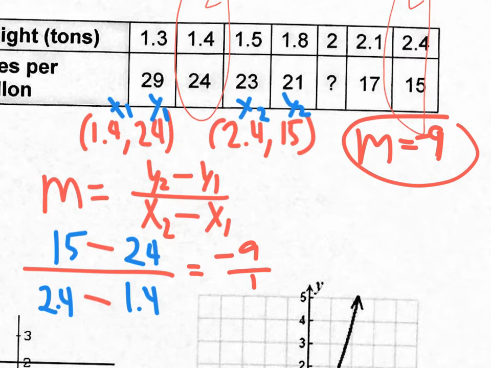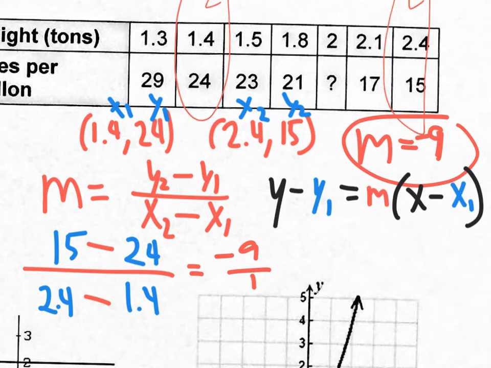We have some points. I would go with point slope form. Do you guys remember point slope form? Point slope form is y minus y1 equals m parentheses x minus x1. So we already have the slope. That's negative 9. I'm just going to plug it in right here. Negative 9.